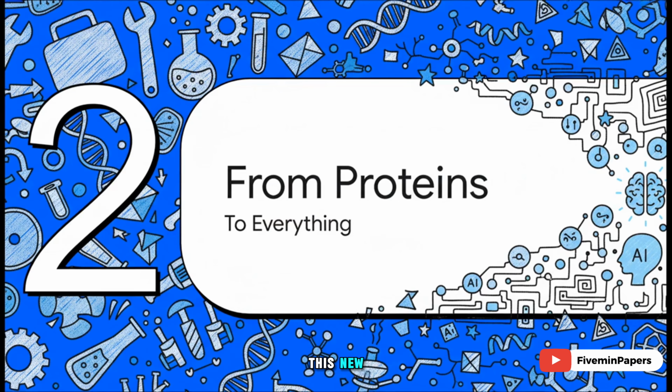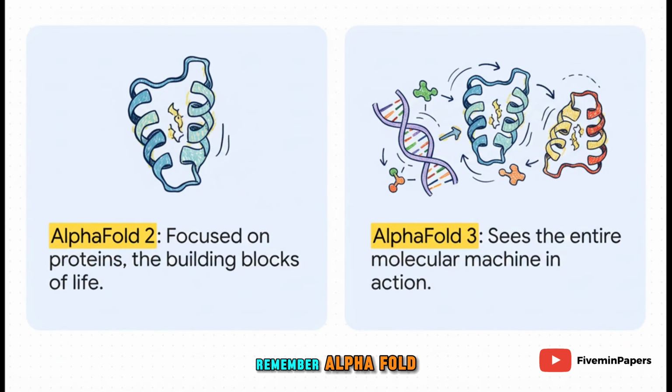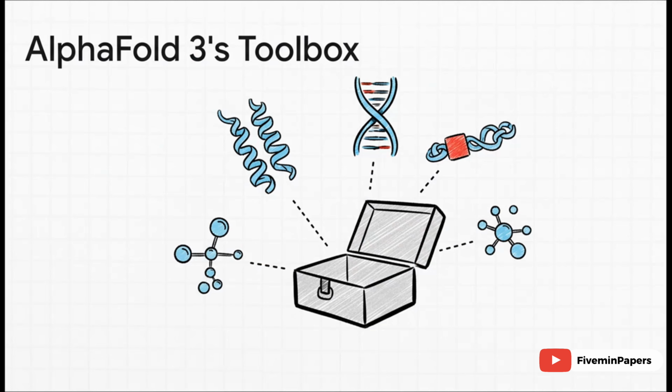So what does this new superpowered vision actually let us see? Come on, let's open up the toolbox and find out. Okay, so you remember AlphaFold 2, right? It was revolutionary for sure. It showed us the structure of individual proteins, kind of like the building blocks of life. But AlphaFold 3? It shows us the entire construction site. It sees how the blocks, the wiring, the fuel, all of it connects and interacts to actually build something that's alive. And here's what's in that new toolbox.